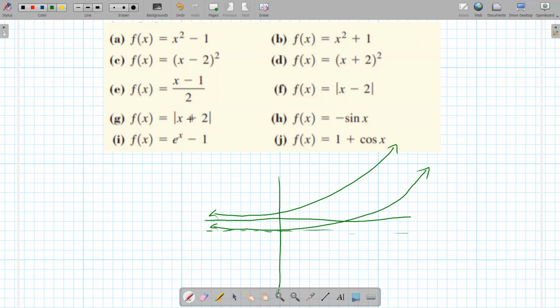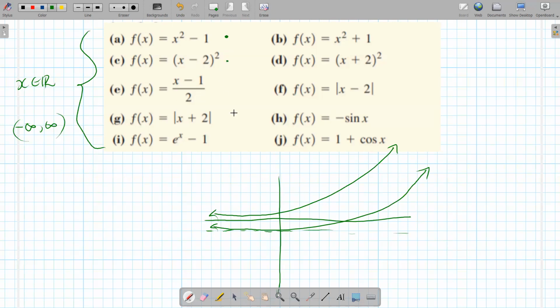By the way, the domain for all of these, for everything we've done so far, is negative infinity to positive infinity, all real numbers. Now let's briefly talk about the range. What will be the range here? The range would be -1 to positive infinity. And what about C?